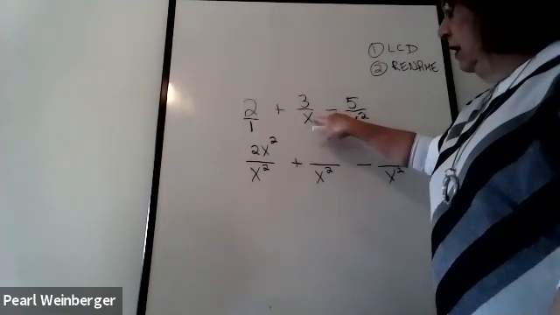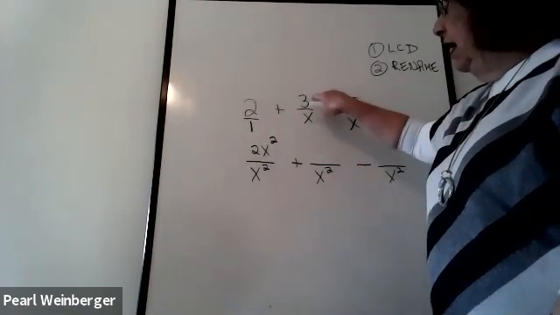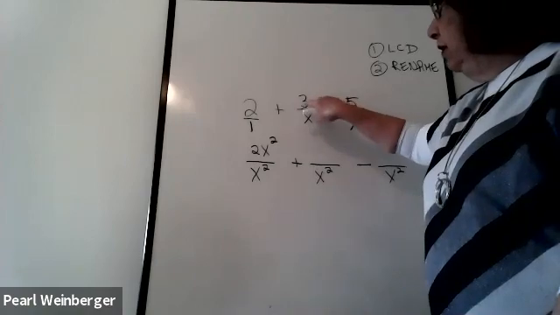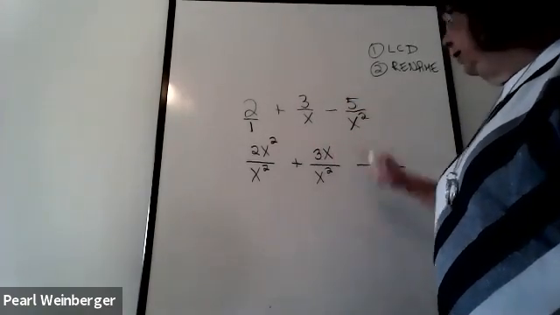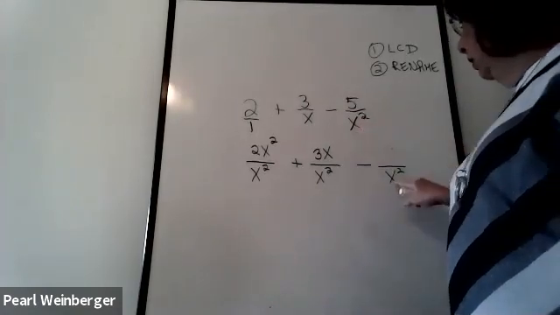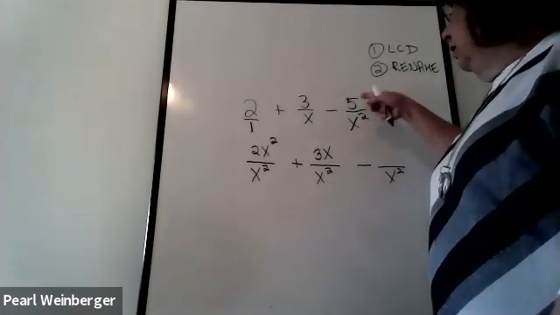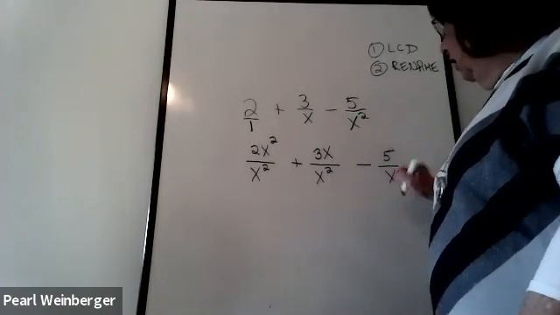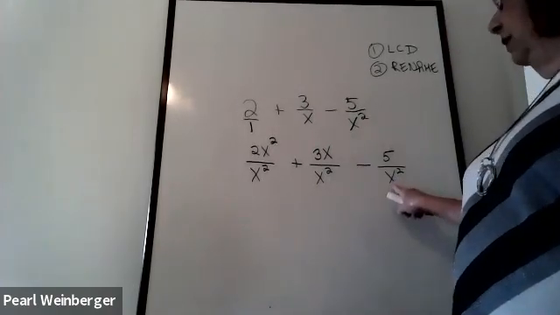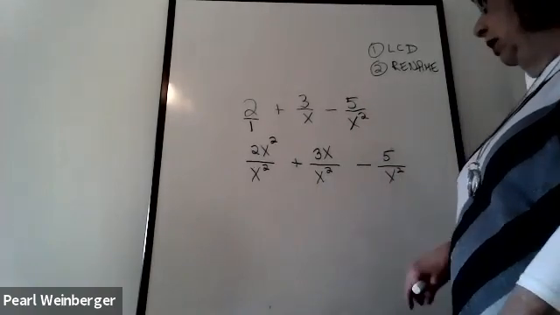Then I divide the x into the x squared. It gives me an x, so I have to multiply this 3 by x, which gives me 3x. And over here I have x squared, and x squared cancels out, leaves me just 1, so 1 times 5 is 5. In other words, I didn't change the denominator, so I'm not changing the numerator.